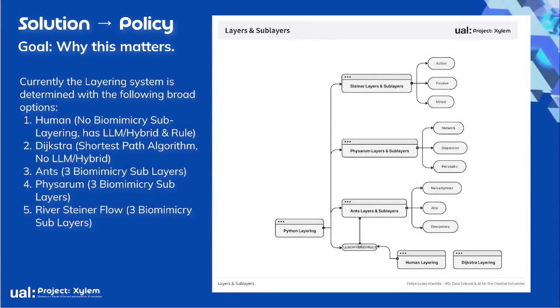So, what are the sublayers, and how does this look from a hierarchical standpoint? Each family pairs with a biomimicry sublayer that biases routing, staging, and yielding. Ants have the Neivamyrmex, Atta, and Dinoponera sublayers. The Physarum has a network, a dispersion, and a peristaltic sublayer, and the Steiner river has active, passive, and mixed policies. All of these work together to deliver the best possible result based on the rule sets that have been given to them.